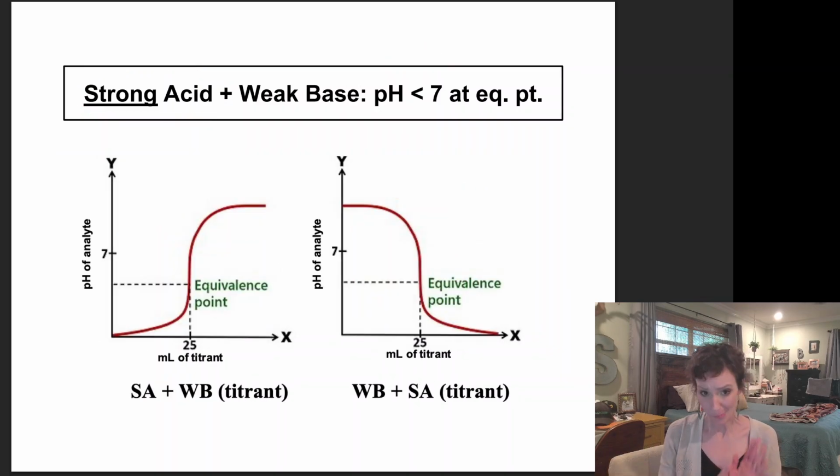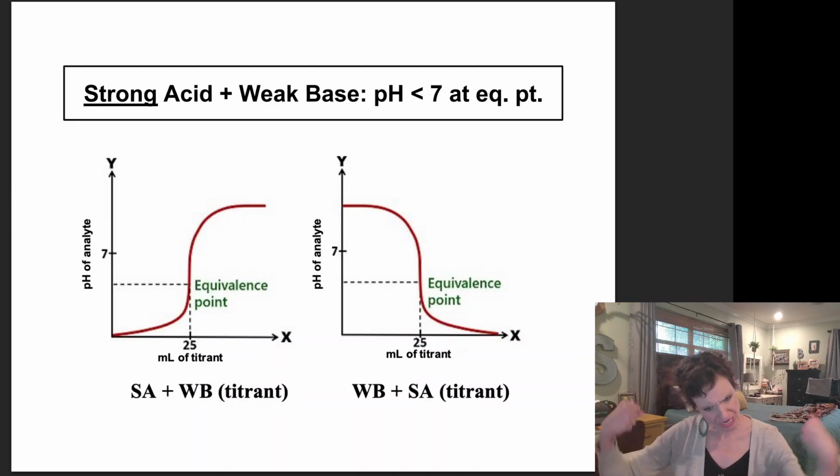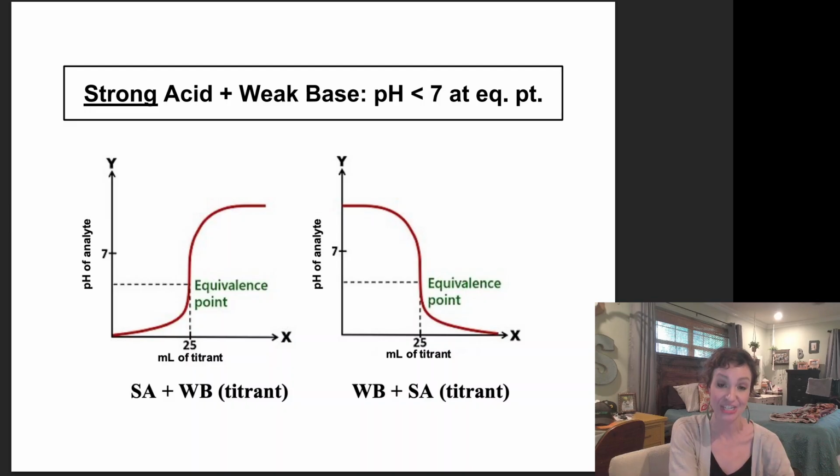All right, what if I have a strong acid and a weak base? Well, the strong acid is going to make the resulting pH acidic, so it will be less than 7 at my equivalence point. Depending on who's the titrant and who's the analyte, I will have different curves, but for both of these curves, the pH is less than 7 at that equivalence point.